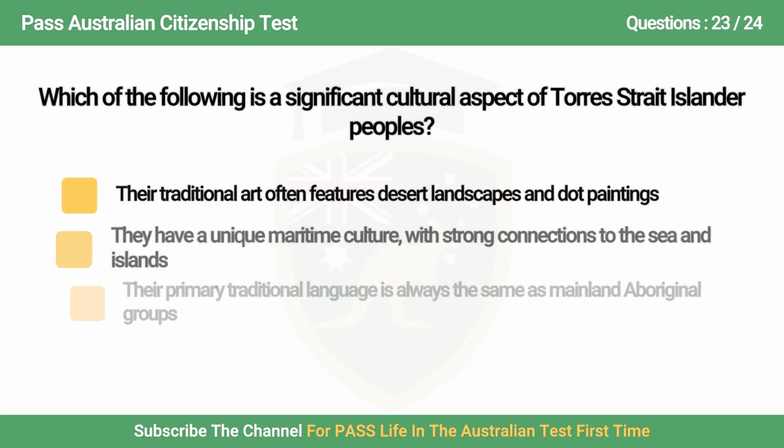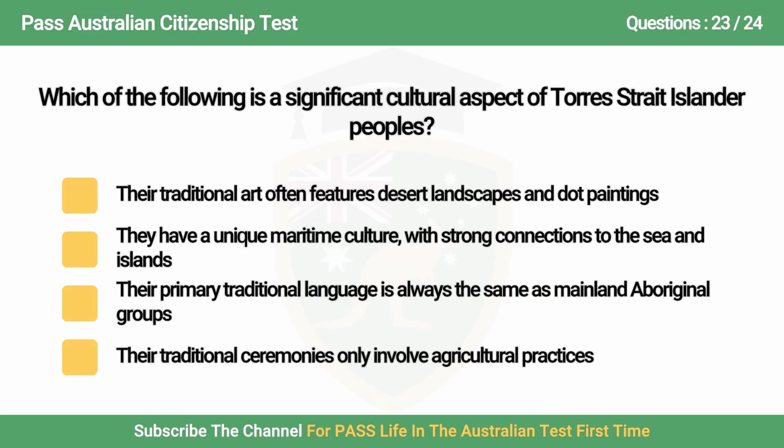Question 23. Which of the following is a significant cultural aspect of Torres Strait Islander peoples? A. Their traditional art often features desert landscapes and dot paintings. B. They have a unique maritime culture with strong connections to the sea and islands. C. Their primary traditional language is always the same as mainland Aboriginal groups. D. Their traditional practices only involve agriculture.